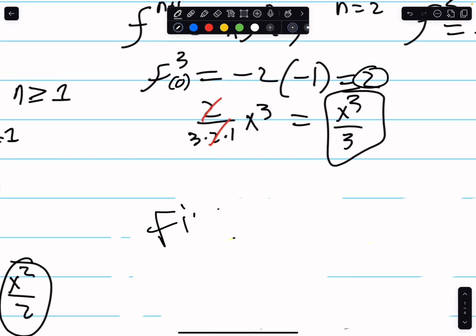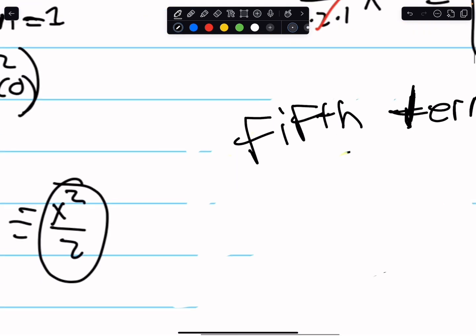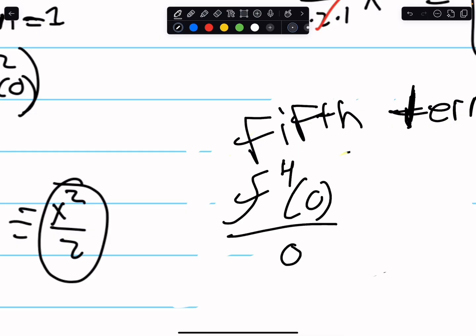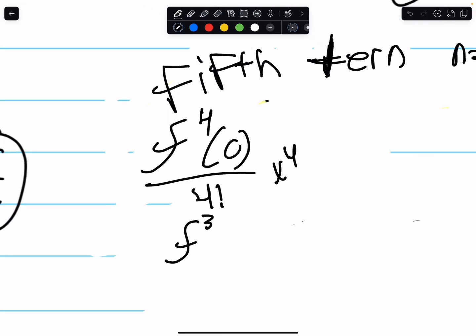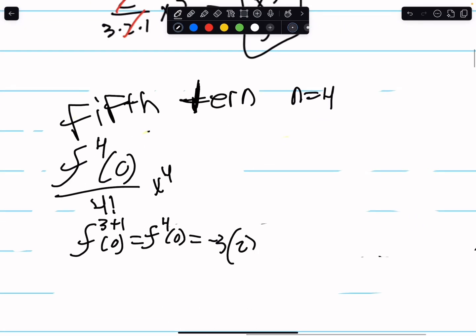We move on to our fifth and final term, if this is non-zero, which would be our fourth non-zero term, which is at n equals 4 here, and then we move on. It's the same thing again, the fourth derivative now of 0 over, this time 4 factorial times x to the fourth. We do the same thing again, f of 3 plus 1 is equal to the fourth derivative of 0, which means we are negative 3 times the second derivative, which we found to be 2 last time, so this would be 2, which is equal to negative 6, so we are left with negative 6 over 4 factorial x to the fourth, which is equal to negative 1 over 4 x to the fourth.